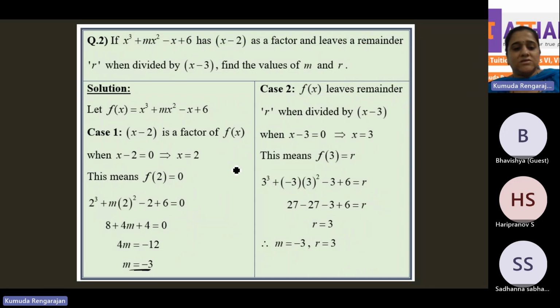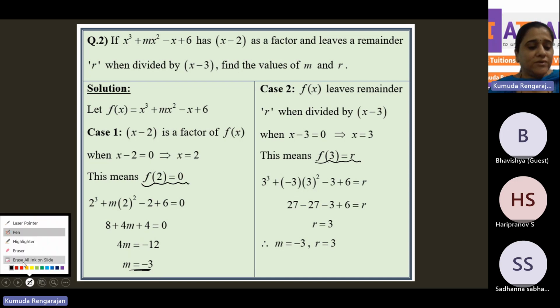Here, the first condition is f of 2 is equal to 0. The next one is f of 3 is equal to r. So when you work that, you're able to find the value of r. All right, please work and you can ask me if you have any questions.